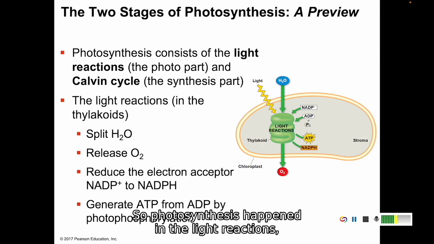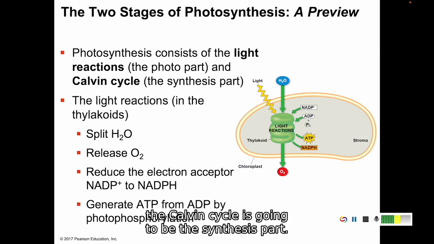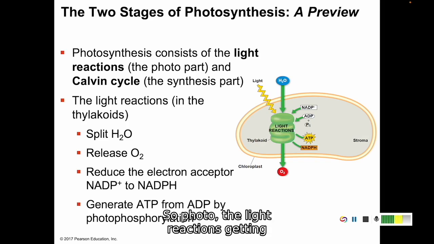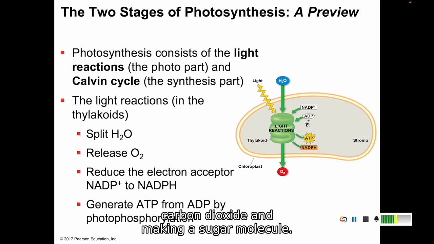So photosynthesis happens in the light reactions, the photo part, and then the Calvin cycle is going to be the synthesis part. So the light reactions get energy from the sun to make ATP and NADPH. And the Calvin cycle is taking carbon dioxide and making a sugar molecule.